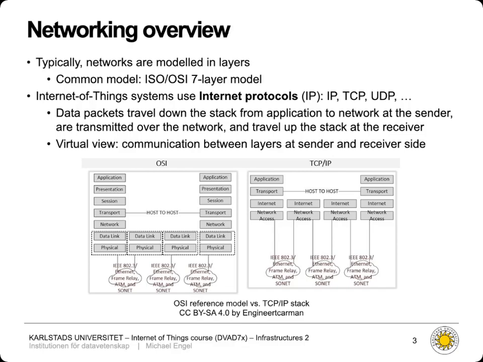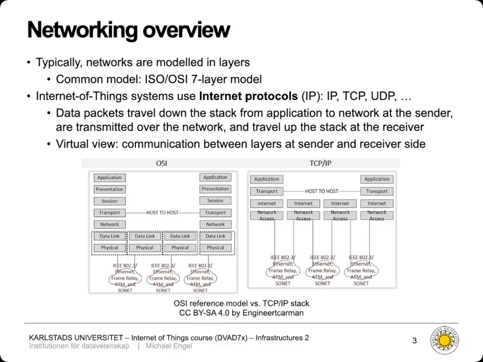Now, this seven-layer model is very general and it fits very many networks and has existed for several decades. When the internet protocols were developed, however, the modeling was a bit more simple here. So essentially, we have a network access, which incorporates the data link and physical layers, as you see on the right-hand side, in one part here.